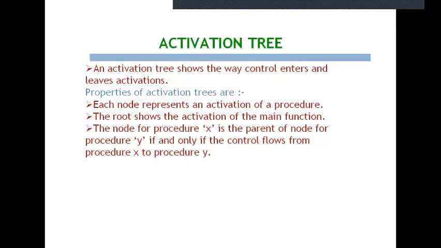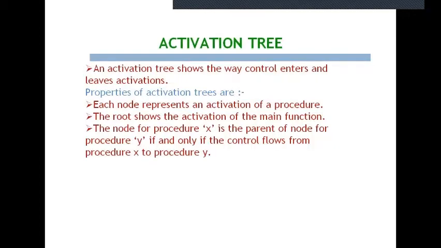So what are the properties of an activation tree? Each node represents the activation of a procedure. If you are using a function, in the activation tree the function is represented by a node, and the main function is represented as the root node. The node for procedure X is the parent of the node for procedure Y if and only if control flows from procedure X to procedure Y. That is, there is a call from procedure X to procedure Y, which means X is the parent and Y is the child node.